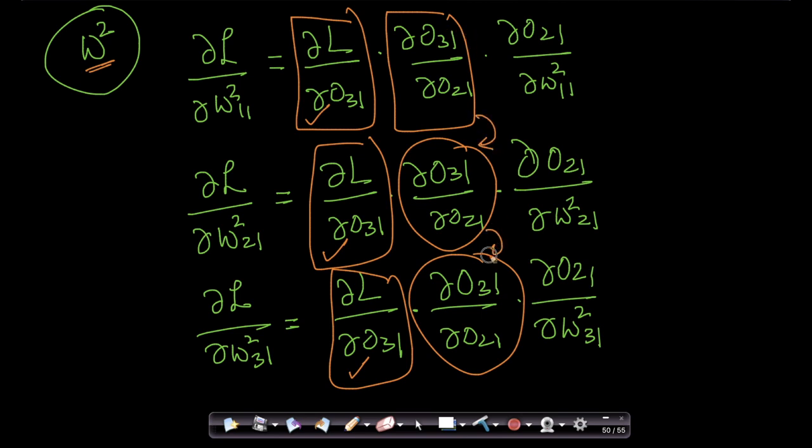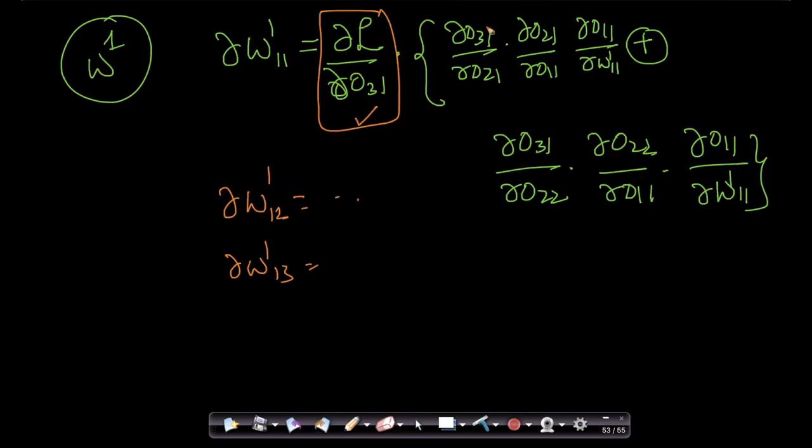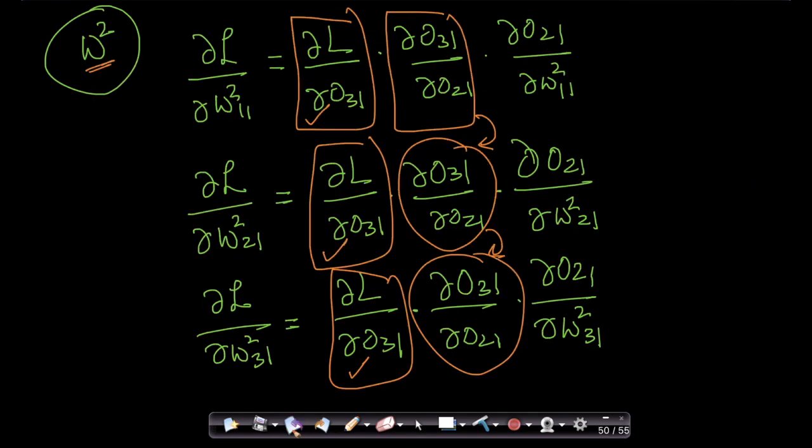I can reuse it here, and here, and again here. So not just the derivative of L with respect to O31, but if I compute the derivative of O31 with respect to O21, I am able to reuse it again here, right?